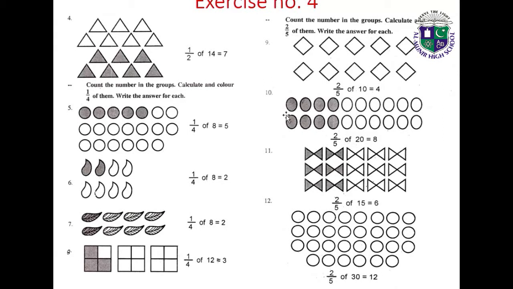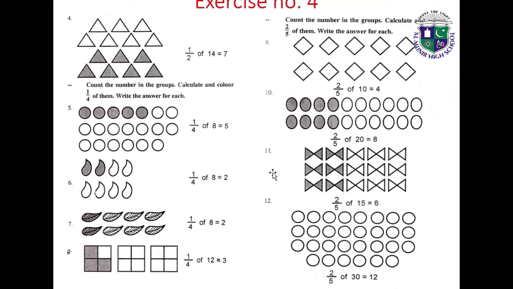The value of two over five: the second line is 10 shapes. Two over five multiplied by 20. Five fours are 20, four twos are 8, so 8 is your answer.